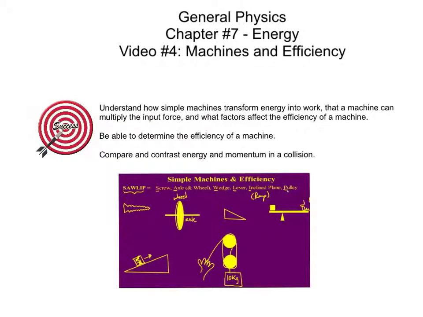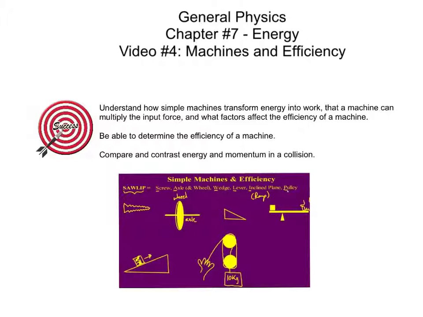Well, welcome to video 4 for chapter 7. This video is called Machines and Efficiency. One of the ways that we can explore energy and its conservation is through learning about machines and how effective they are at getting work done. For any machine to do what it's supposed to do, energy has to be put into it. That energy is then used to accomplish tasks.